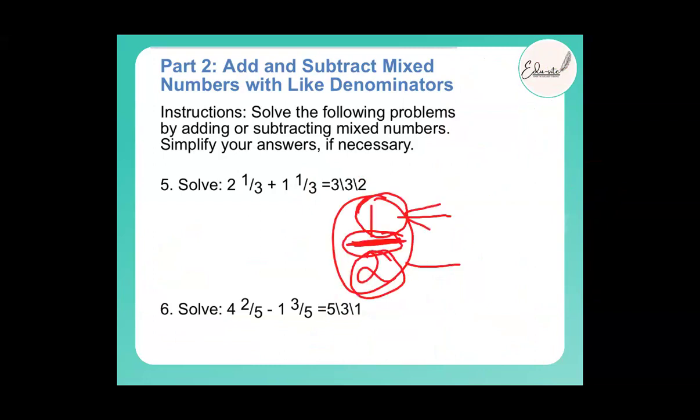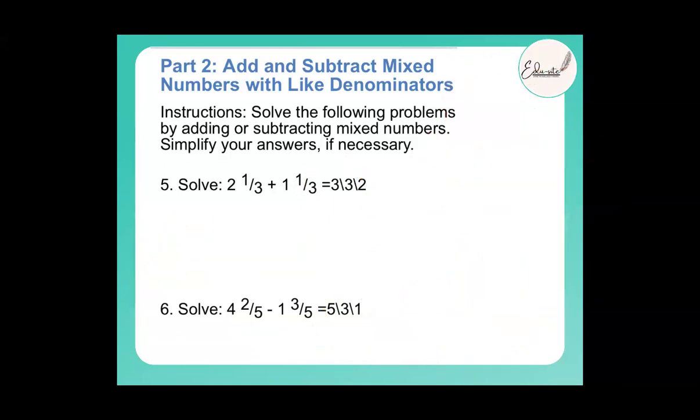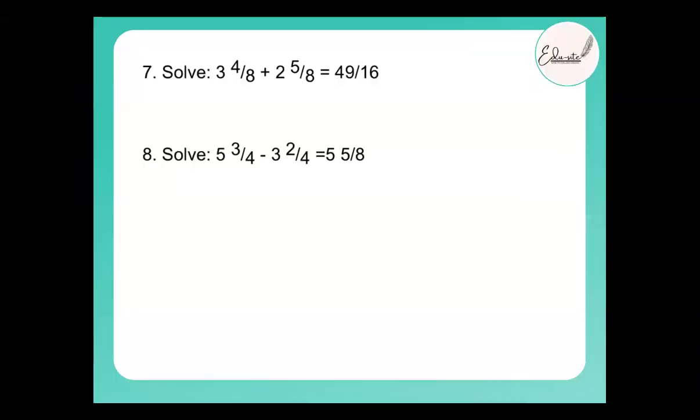So what was the answer? Did you write it, Anis? The answer was 2 whole 4 over 5. Okay, mashallah. So you have written it all? Done? Okay. So we'll see the next problem.